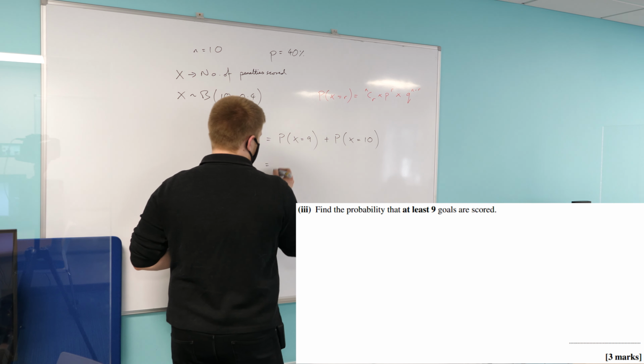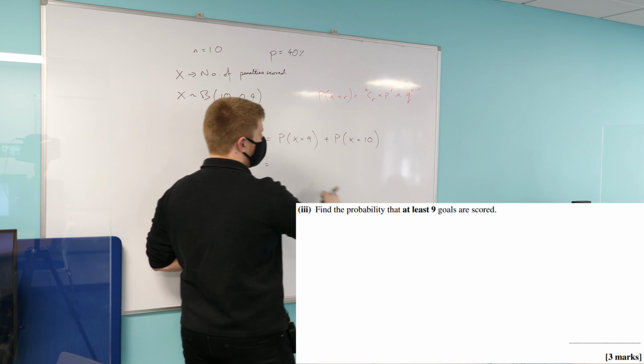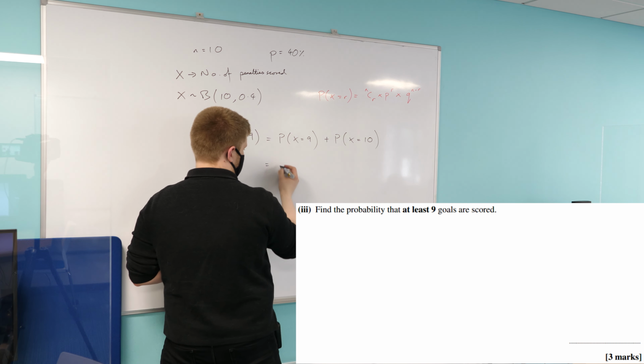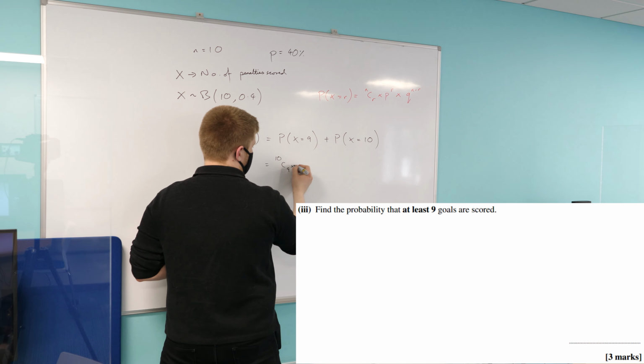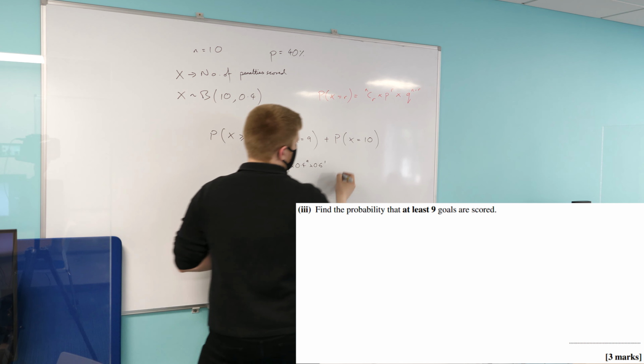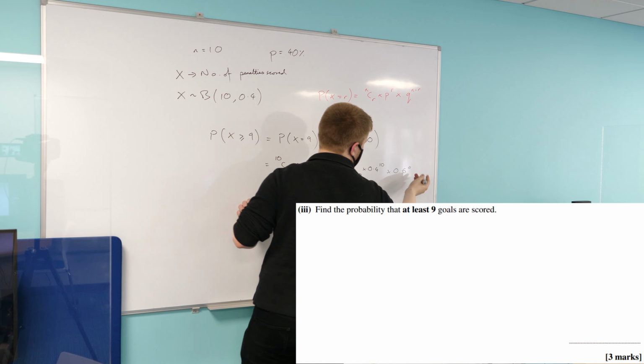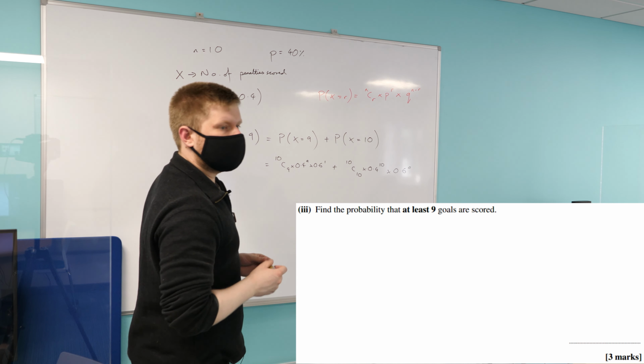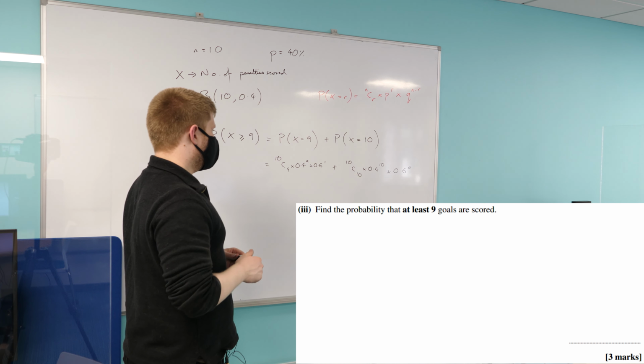So we could just literally use the probability mass function for that one, and the probability mass function for that one. So it'd be 10 choose 9 times 0.4 to the power of 9 times 0.6 to the power of 1, plus the last one, which is 10 choose 10 times the probability of success, which is 0.4 to the power of 10 times 0.6 to the power of 0, because there's no failures in that case. So again, it's literally a case of popping that into a calculator.